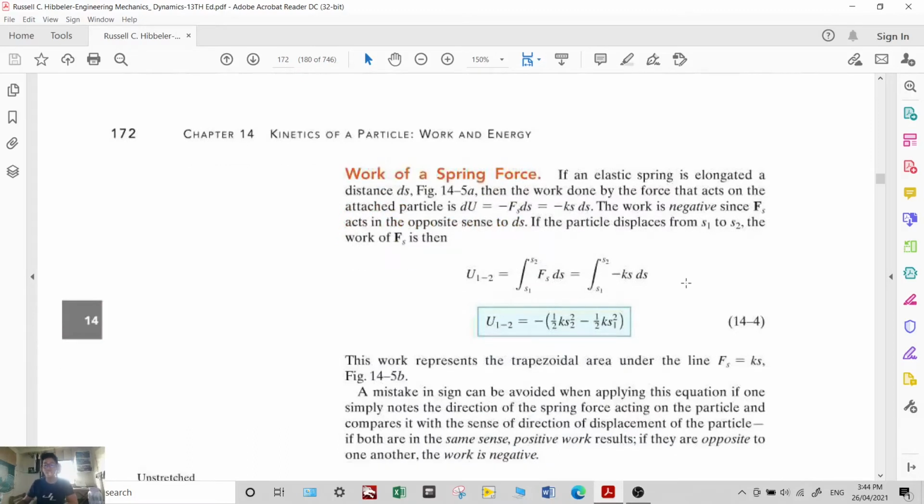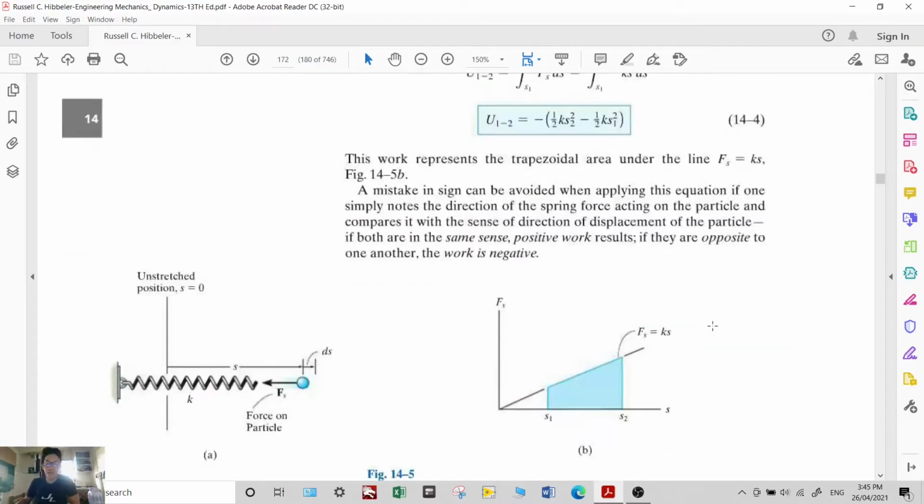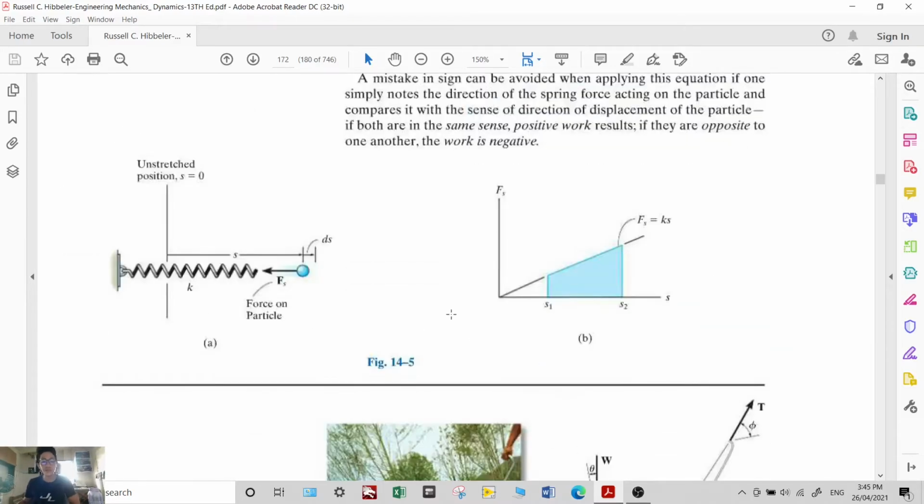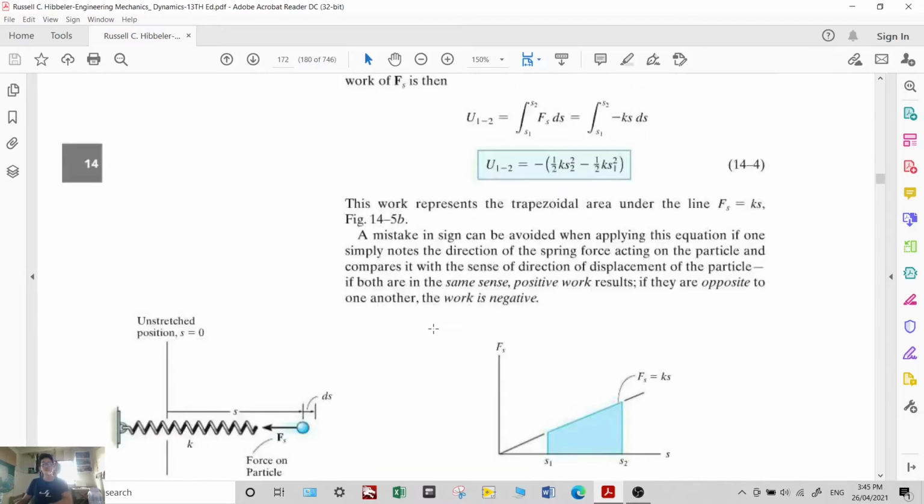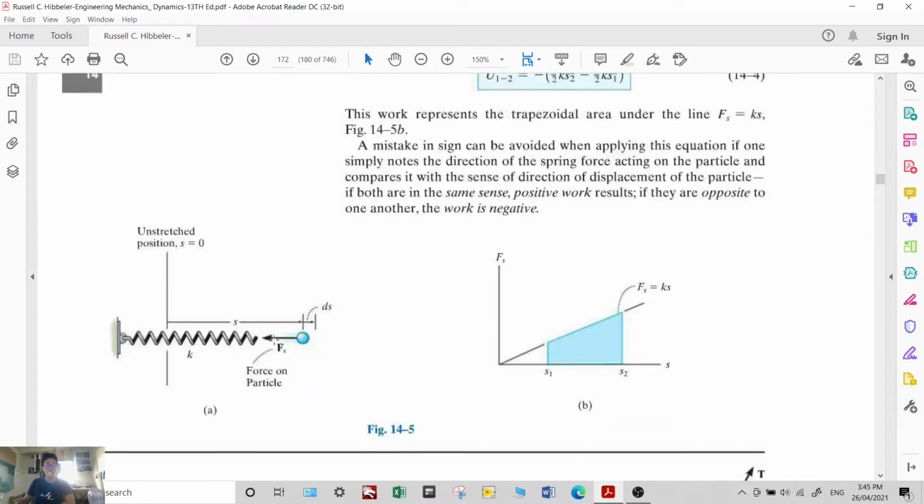Okay, let's proceed with the work of a spring force. What is the work that will be done if you have a spring and you attach a particle at the tip of the spring, for example this figure 14-5? So imagine that you have a particle attached at the end of this spring, and then you stretch it. When you stretch, the displacement would be going to the right.